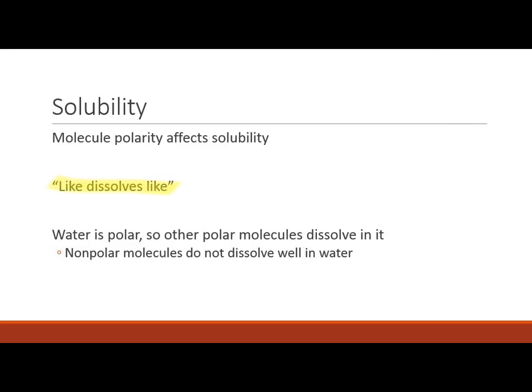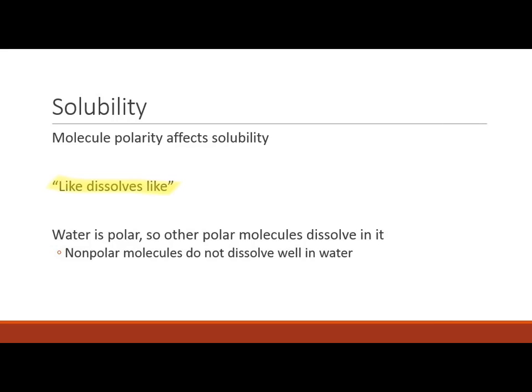So, for instance, ammonia is a polar molecule. It dissolves very nicely in water because water is a very polar molecule, so they dissolve easily in each other. But water and vegetable oil don't mix, or vinegar and vegetable oil. So when you try to make salad dressing, you end up having a separate layer of vinegar and vegetable oil no matter how much you shake it, because vegetable oil is very nonpolar and water or vinegar is very polar, and so they end up separating.